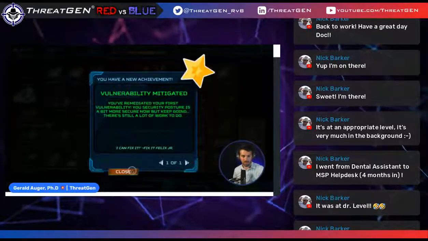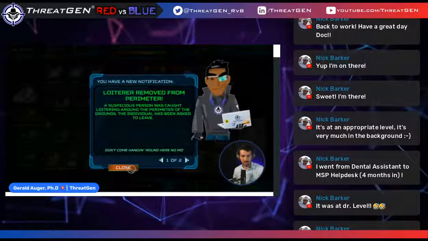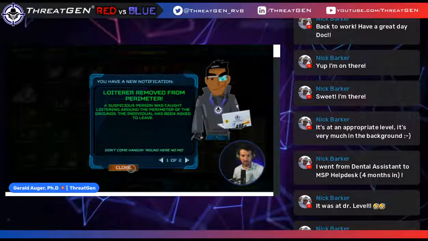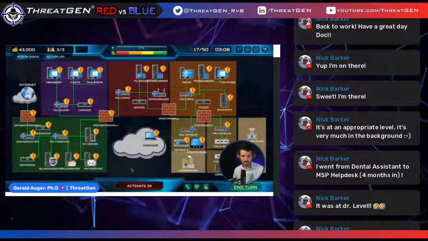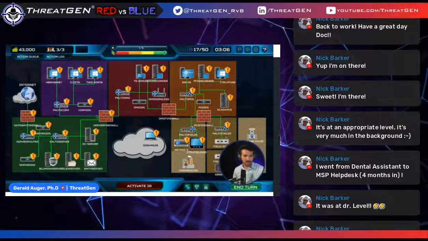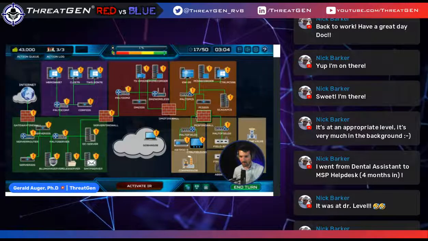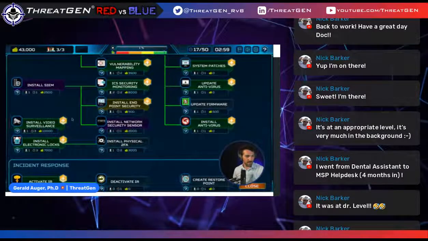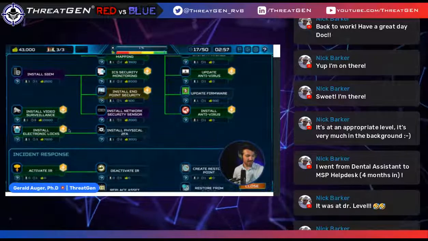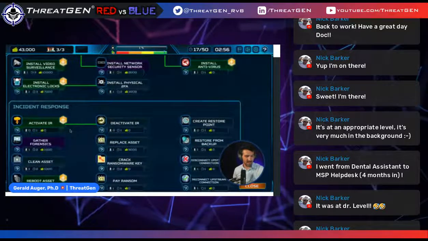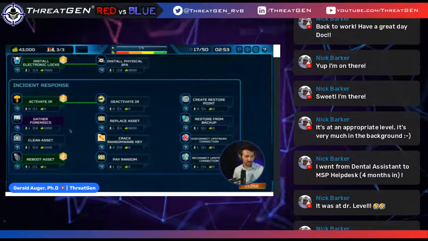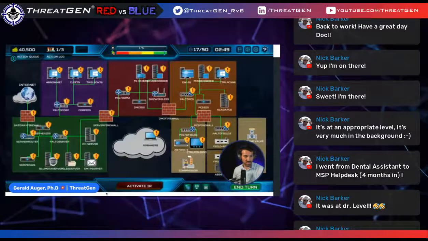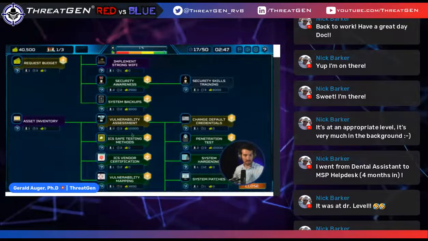Cool. Loiter removed. A suspicious person was caught loitering around the perimeter. Good. Okay, so they're trying to come on to our premises. So let's install video surveillance for 10 grand. That seems expensive. I don't want to do that. All right, let's do security awareness. That's always valuable.